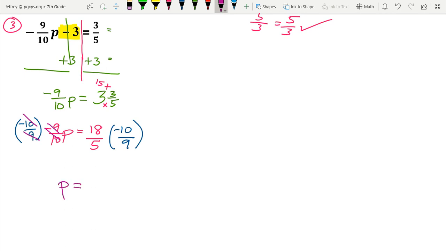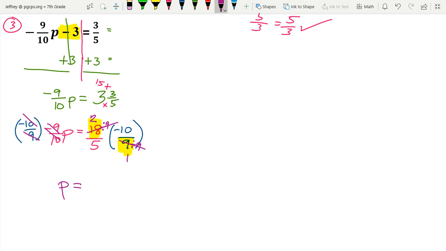Now, in this case, right here, I want to do cross simplifying. You can do 18 times negative 10, but that's a big number. So I'm going to do cross simplifying, and this is how I do it. I look at my numerator and its opposite denominator. What is the greatest common factor I can divide into 18 and 9? That's going to be 9. I can divide 18 and 9 by 9, and I would get a whole number. 9 divided by 9 will give me a 1. 18 divided by 9 will give me 2.